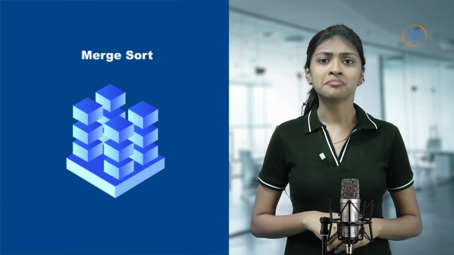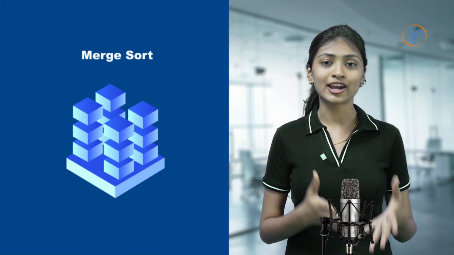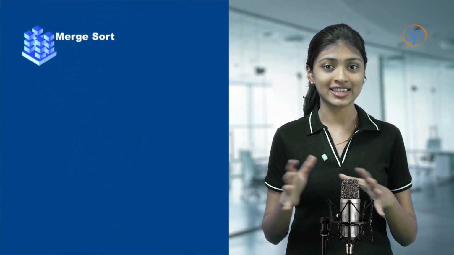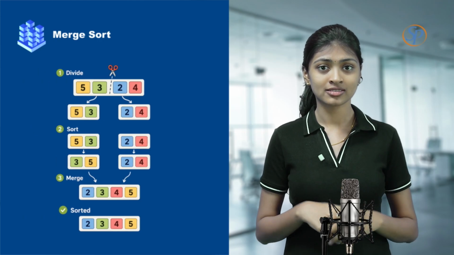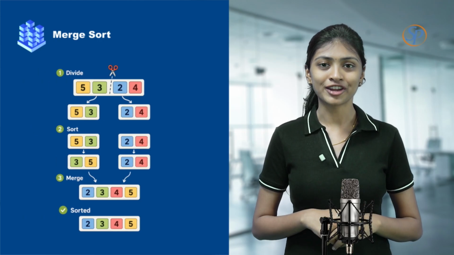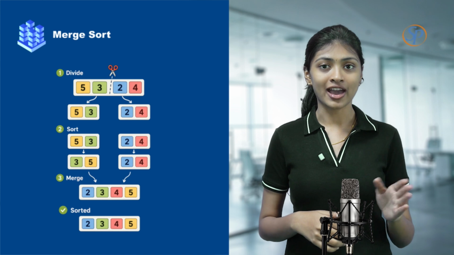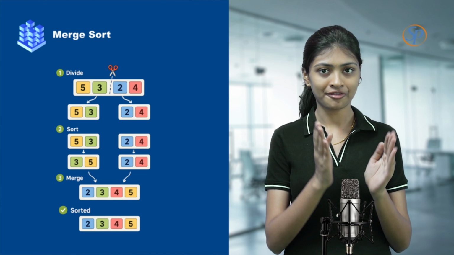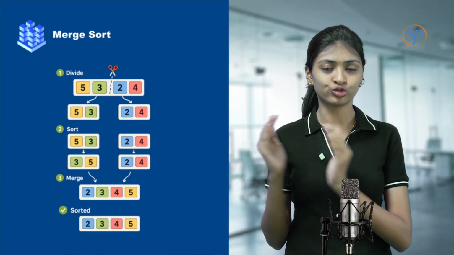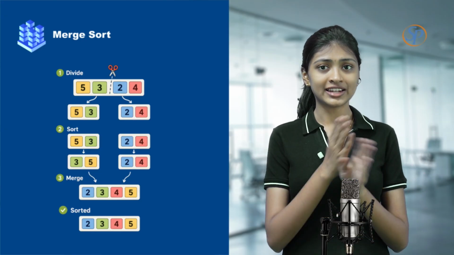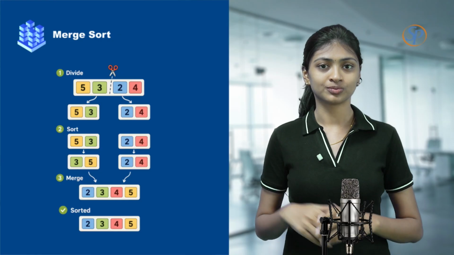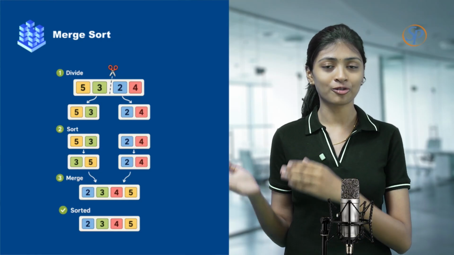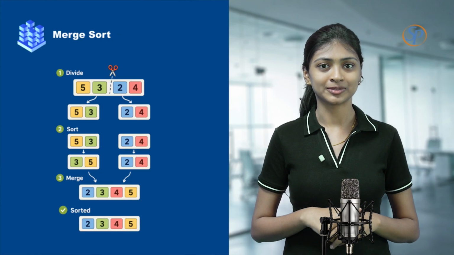Merge sort. Merge sort uses divide and conquer. It divides the array, sorts the parts, then merges them. For example, take 5, 3, 2 and 4. Divide: 5, 3 and 2, 4. Sort: 3, 5 and 2, 4. Merge: 2, 3, 4, 5. You get your sorted array.